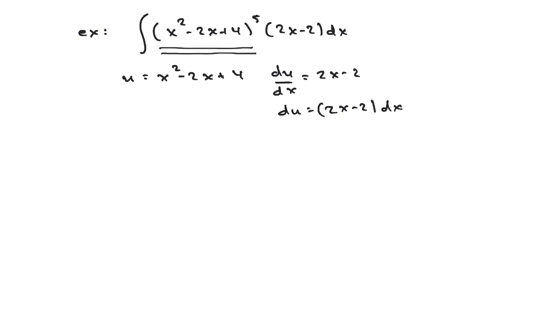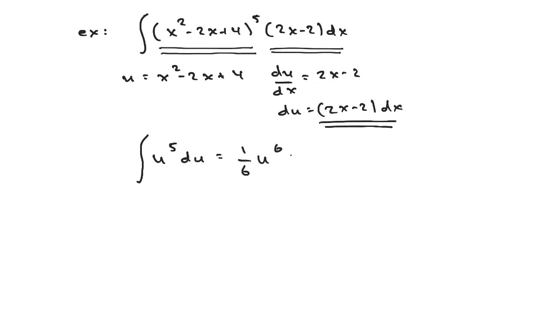All right, so again, here we have a function of a function, and the derivative of the inner function appears in the integrand. So now I can rewrite this as u to the 5th, and 2x minus 2 dx, which appears in the integral, is now du. Using the power rule for anti-differentiation, this ends up equaling 1/6 u to the 6 plus c. Then we can plug back in for u, so we have x squared minus 2x plus 4 to the 6th power, plus c.